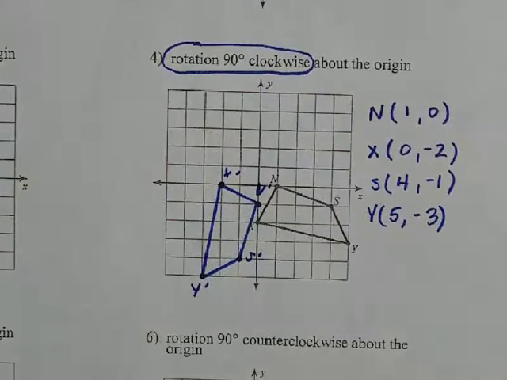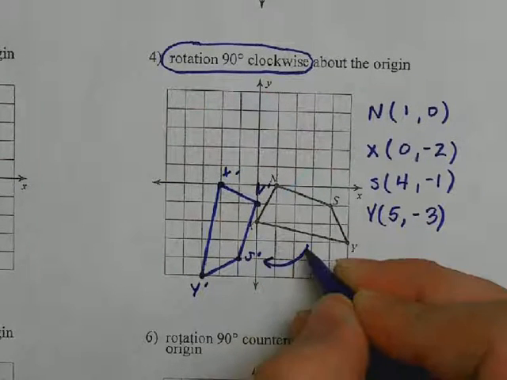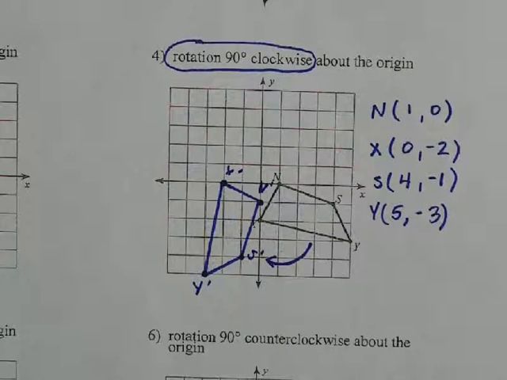And then once we spin this back around, we have a rotation of 90 degrees clockwise about the origin. So if you're looking at this, notice this is clockwise because this shape went this direction. This direction would be clockwise. I'll give you a second to look at that. Pause it if you need to.